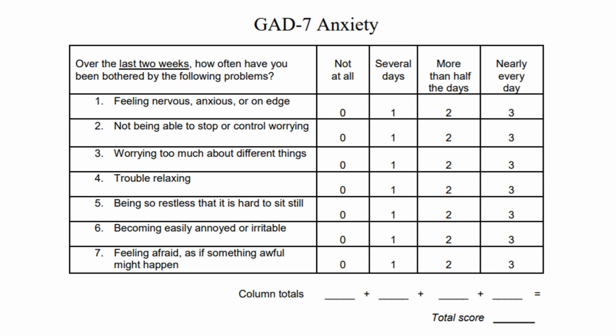So for this example, we're using the GAD-7 as a measure of anxiety. So people are asked 7 questions and they respond with how often in the past 2 weeks they've been bothered by each of those problems. And they answer from not at all to nearly every day. And then a total score is computed based on their responses to those questions.